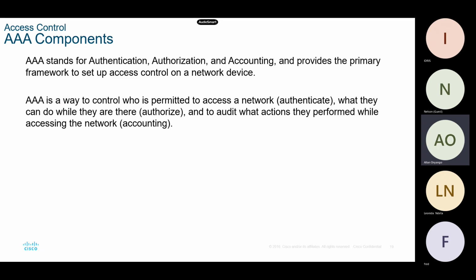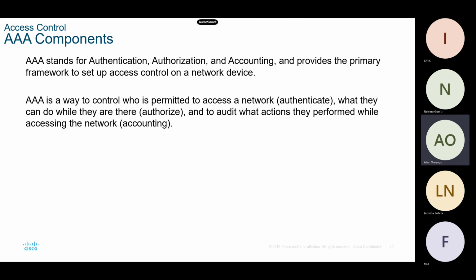It provides the primary framework to set up access control. You want to control your network devices as they access network resources. Some people call it triple A, but basically, it's just a way of controlling who is permitted to access the network. Controlling who will access the network is the function of authentication. Who exactly is permitted? It will identify the person.